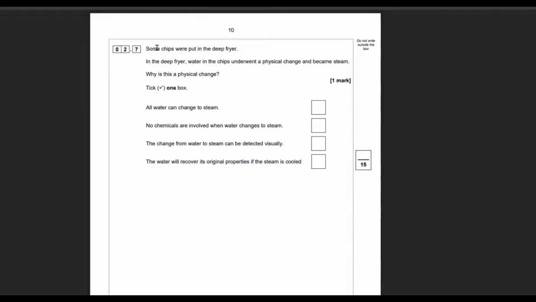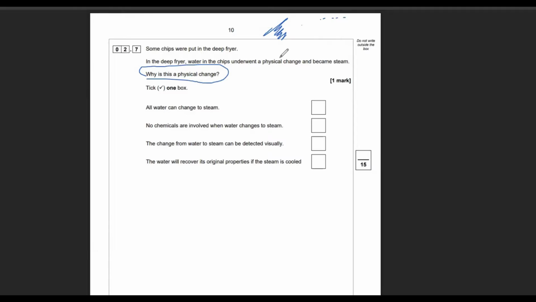Question 2 continues here. Some chips were put in the deep fryer. In the deep fryer, water in the chips underwent a physical change and became steam. So we have some water in there, and that water has become steam. Why is this a physical change? All water can change to steam. No chemicals are involved when water changes to steam. The change from water to steam can be detected visually. The water will recover its original properties if the steam is cooled. Why don't you pause the video and have a go?